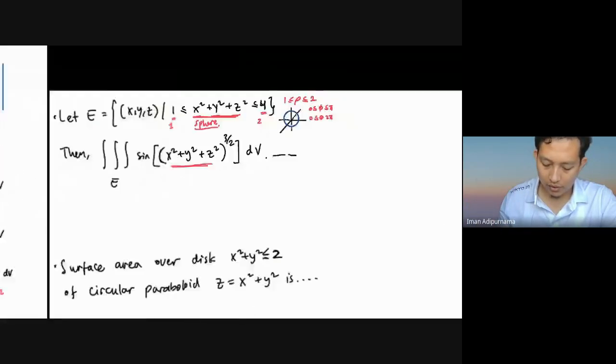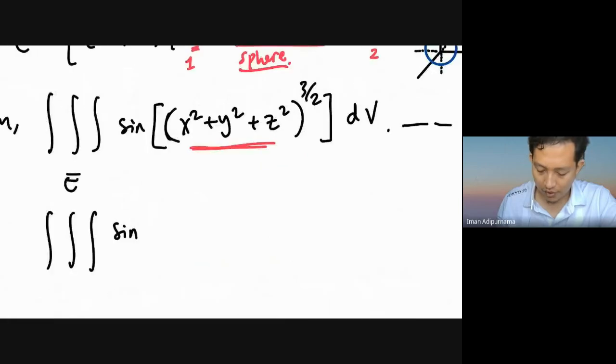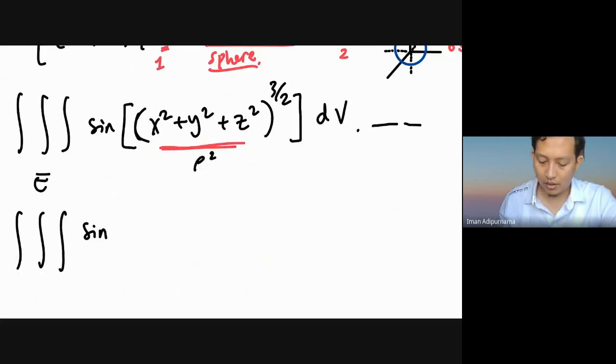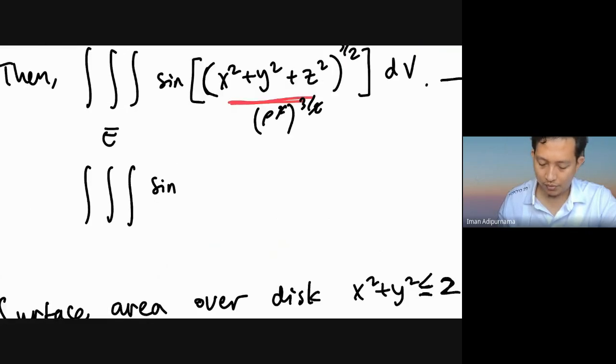And then you can write this E in terms of spherical. So write this, so we can change this to rho squared, and then it's having 3 over 2. Okay. So we have rho cubed.